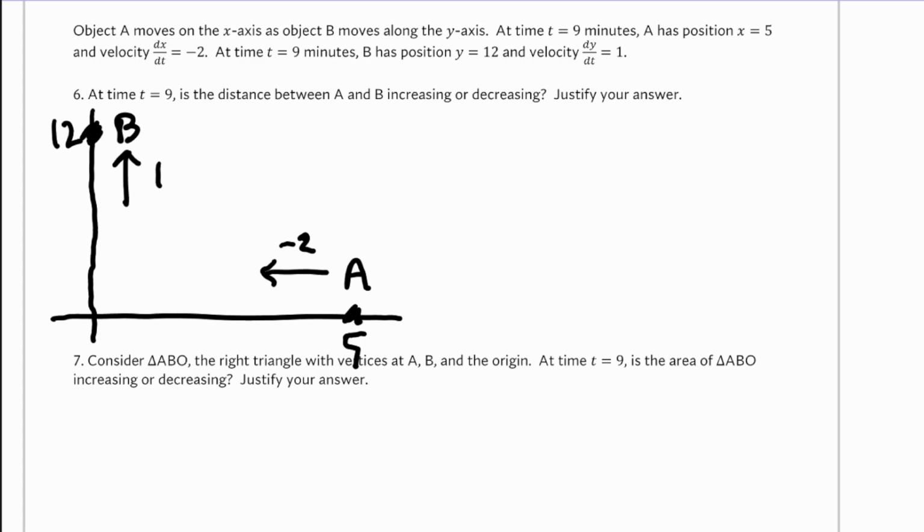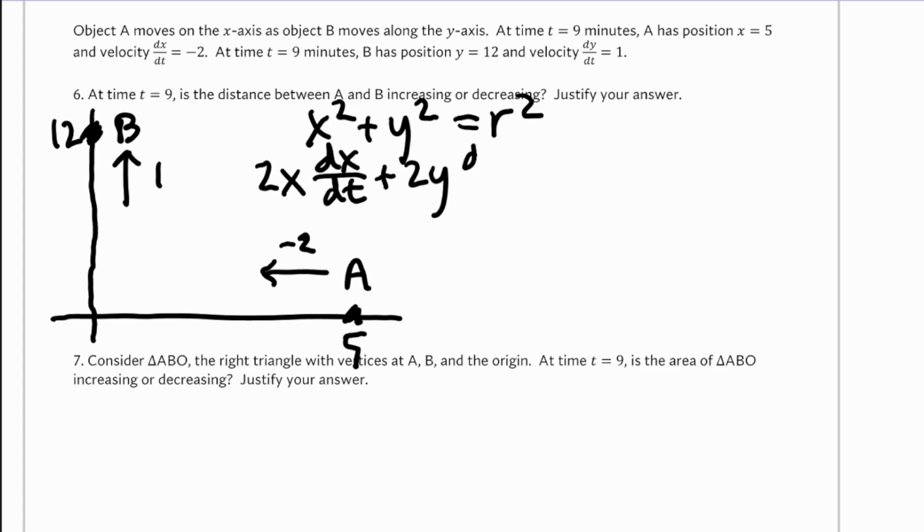Okay, so we need a formula for the distance. That's going to be a squared plus b squared equals c squared, or x squared plus y squared equals r squared, whatever you want. Some version of the Pythagorean theorem. So I'll say x squared plus y squared equals r squared. I'll take the derivative of both sides with respect to time. I get 2x dx dt plus 2y dy dt, and that's going to be 2r dr dt.